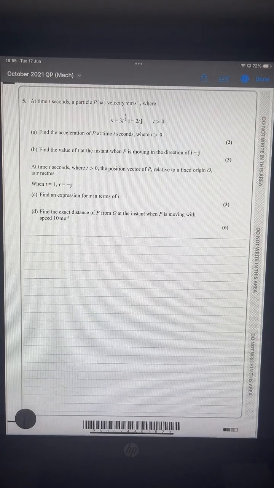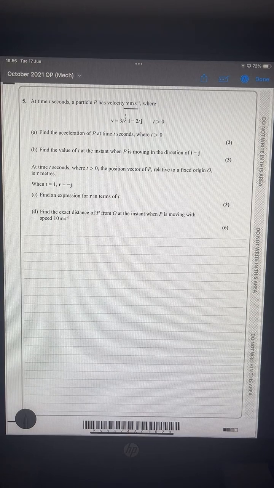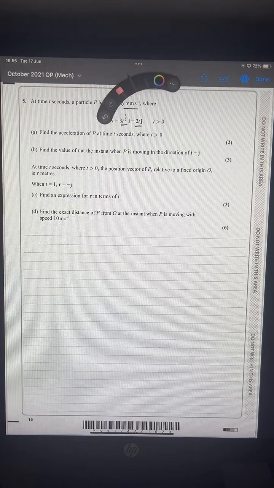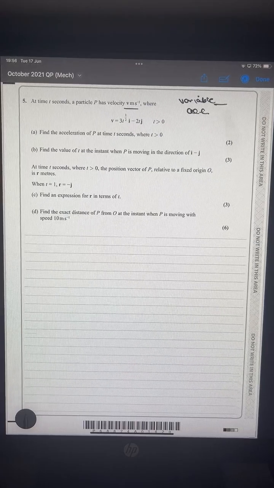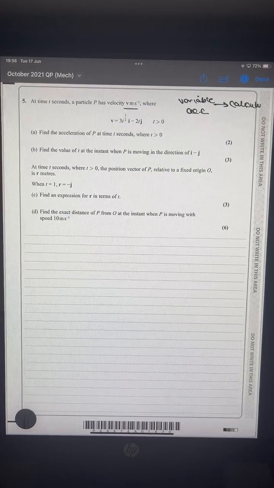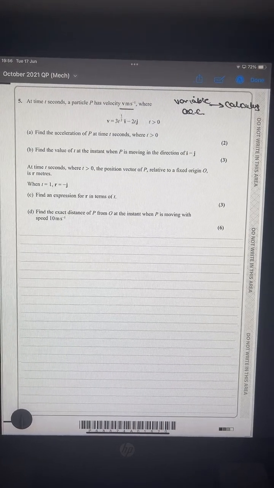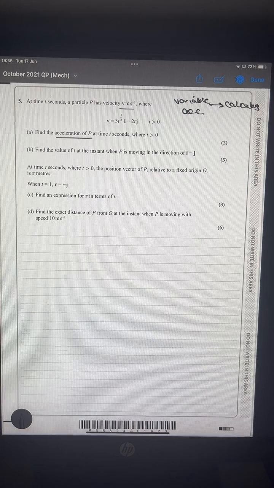So, at time t seconds, a particle has velocity v, where v is equal to this. Look, I've got t's there. That means I'm dealing with variable acceleration, which means I have to use calculus. In other words, integrate and differentiate. I do not want to do SUVAT for this question. So find the acceleration of p at time t seconds where t is greater than 0.